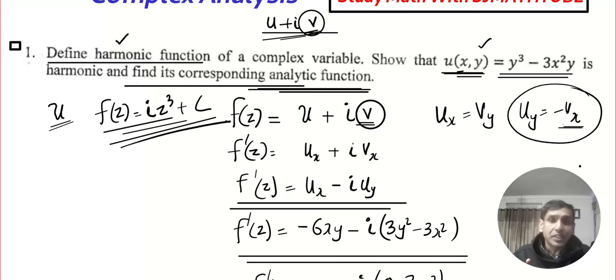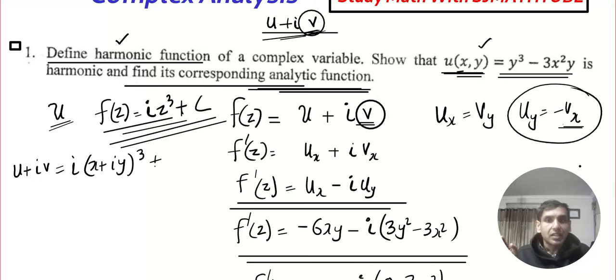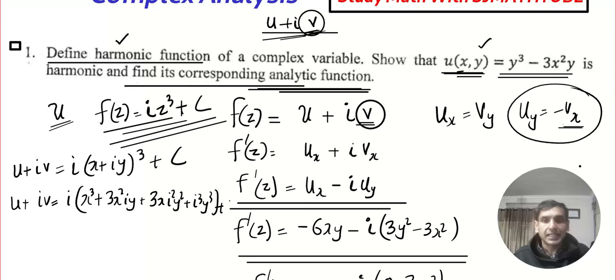Look at this. Right now we have the function. By the way, don't forget plus c because we did integration. Now if you want capital V or small v, whatever you call it, the harmonic conjugate, we will do separation. That is what we learned long back. The output will be called u plus iv and input will be called x plus iy, and that means u plus iv equals i into x cube plus 3x square iy plus 3x i square y square plus i cube y cube plus c.